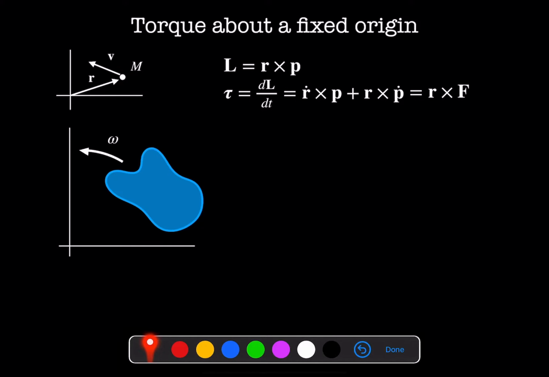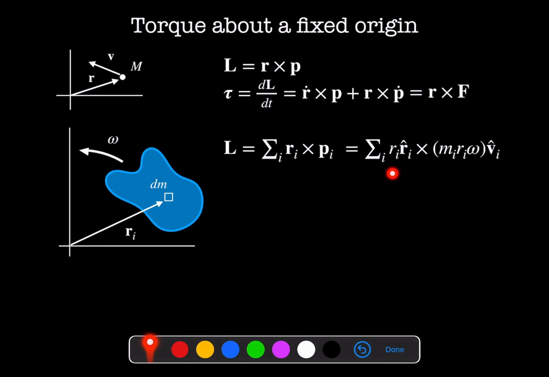Imagine now we have an extended body that's rotating at angular velocity omega about this origin. Again, we're going to look at what happens to an infinitesimal mass element that's located at position ri from the origin. So here, our angular momentum, which we worked out before, is just the sum on i of ri cross pi. Again, because this is rotating about a fixed origin, we can convert rotational motion into a tangential velocity of this particle, which gives us ri cross mi ri omega.